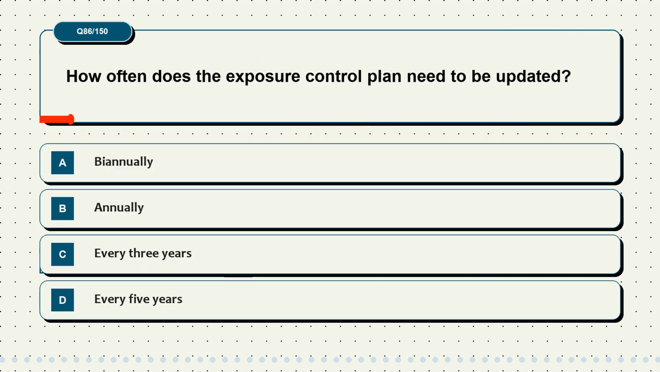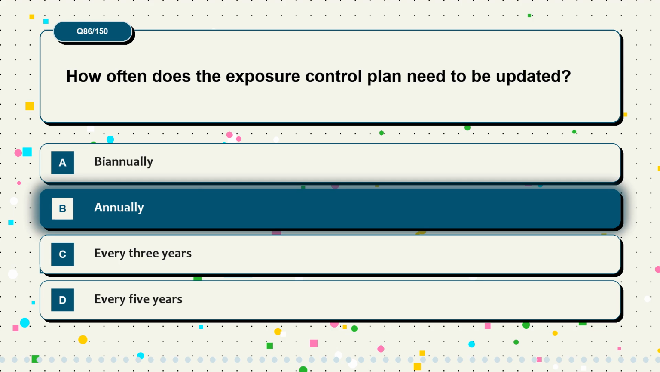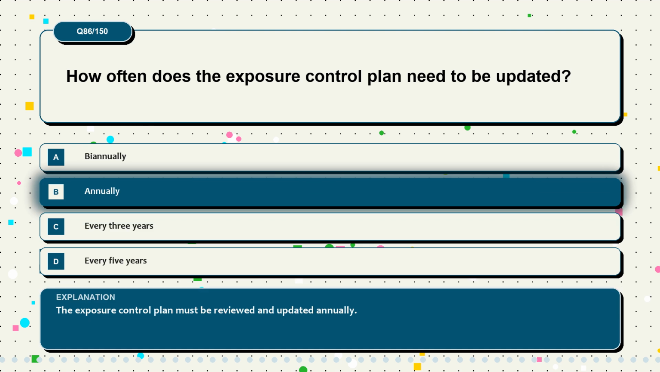Question 86. How often does the exposure control plan need to be updated? Here are the options. Option A. Biannually. Option B. Annually. Option C. Every 3 years. Option D. Every 5 years. The correct answer is option B. Annually. The exposure control plan must be reviewed and updated annually.